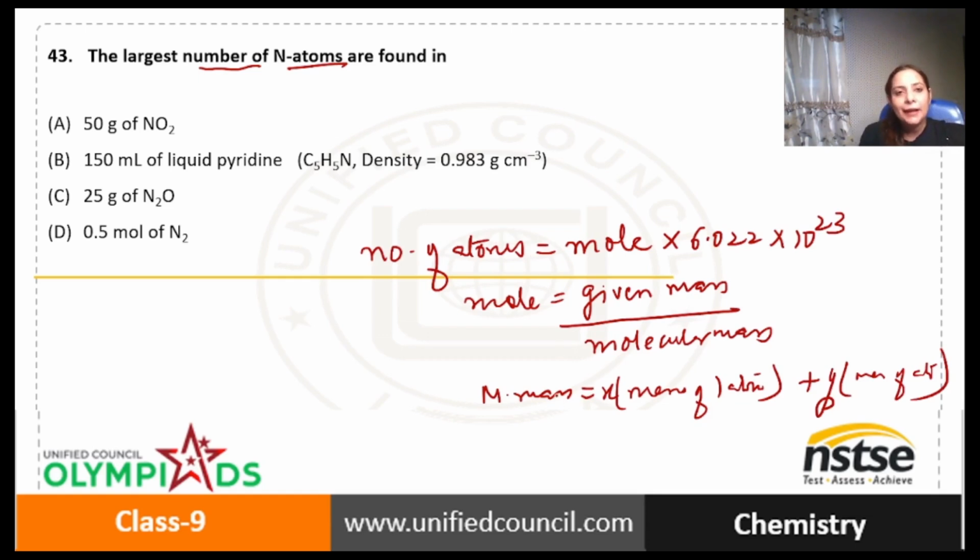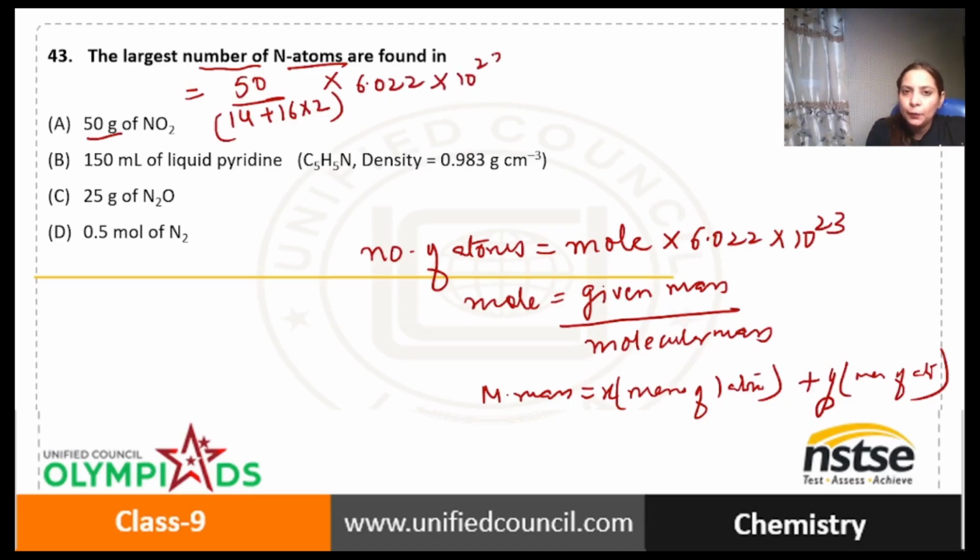So basically if you try it out for 50 grams of NO2, the way of calculating would be mass 50, molecular mass is going to be 14 plus 16 into 2, into Avogadro's number, that is 6.022 into 10 raised to power 23. If you find for the same, you will find that this one contains 6.55 into 10 raised to power 23 atoms.